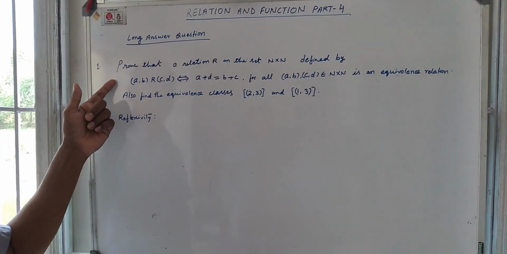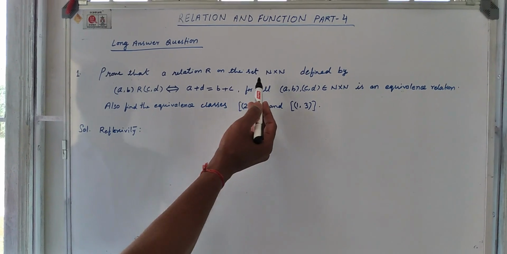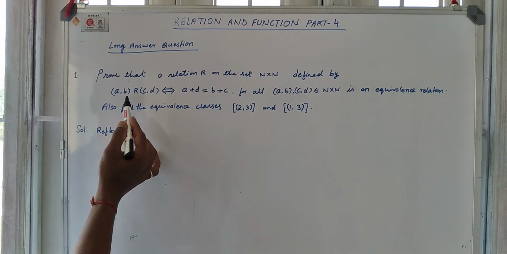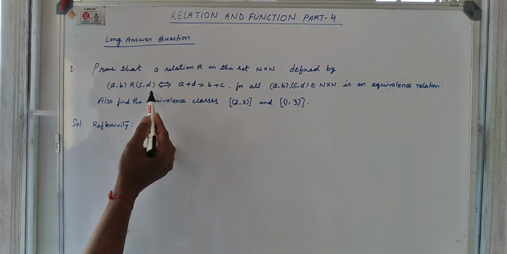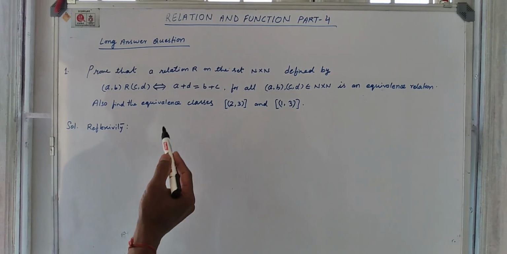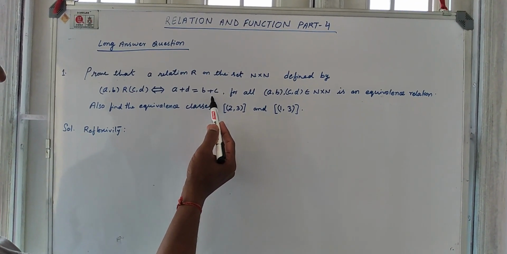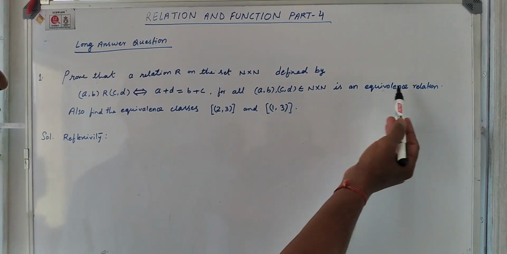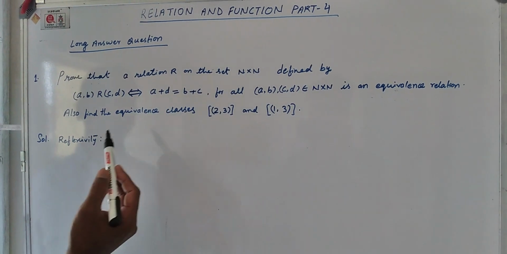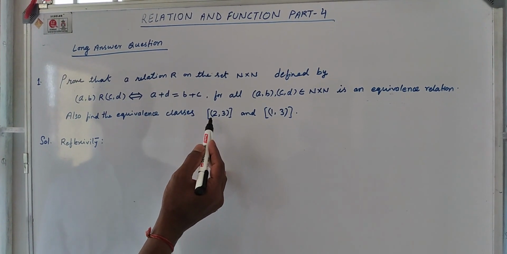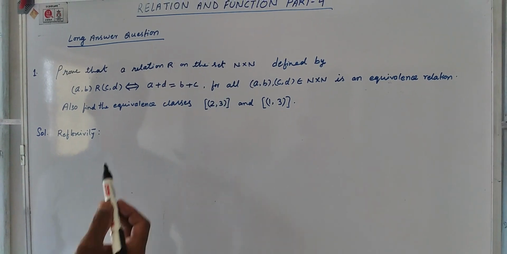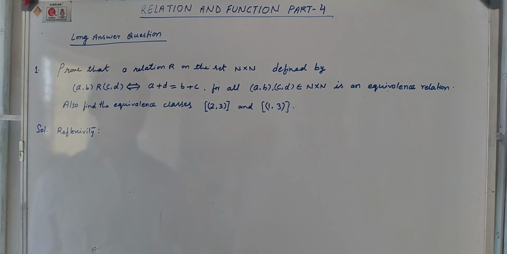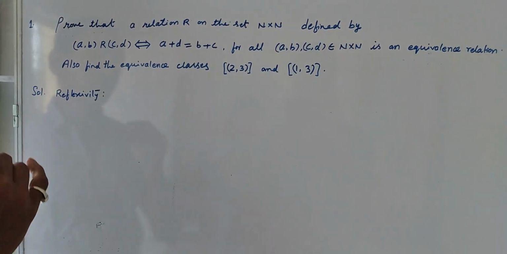First question: prove that a relation on the set N cross N defined by (a, b) related to (c, d) if and only if a plus d equals b plus c, for all two ordered pairs belonging to N cross N, is an equivalence relation. Second part of the same question, also find the equivalence class of these two elements. So N cross N, a member of this will be an ordered pair. So we will prove one by one.